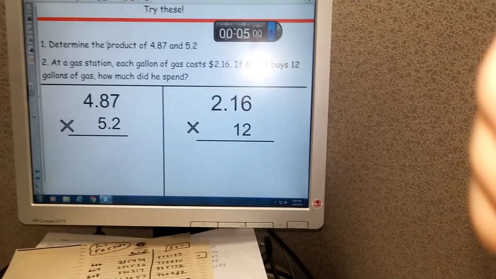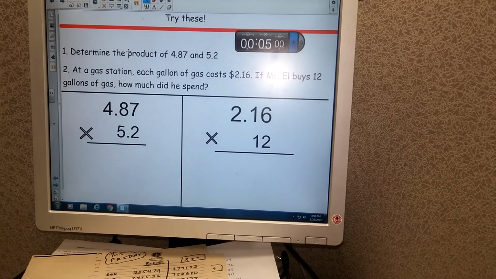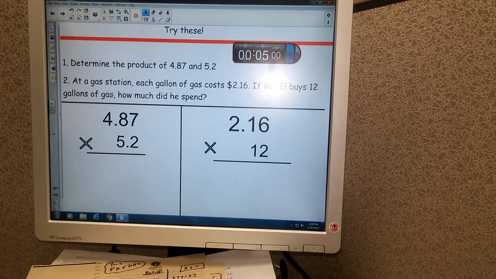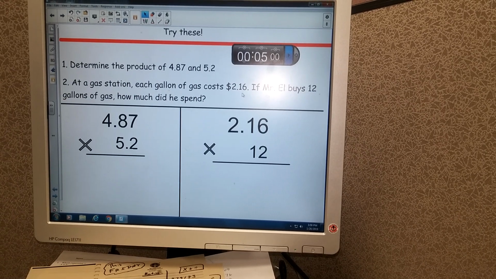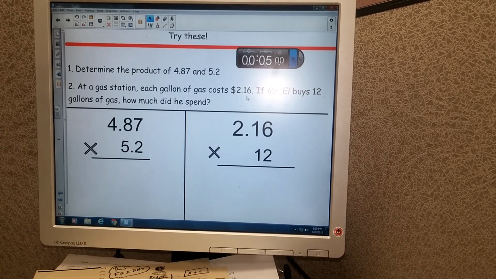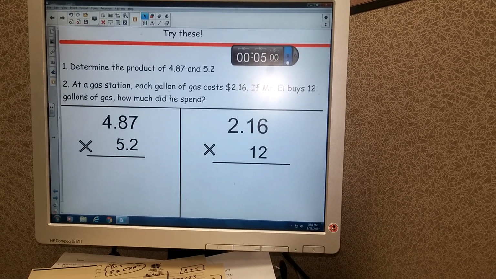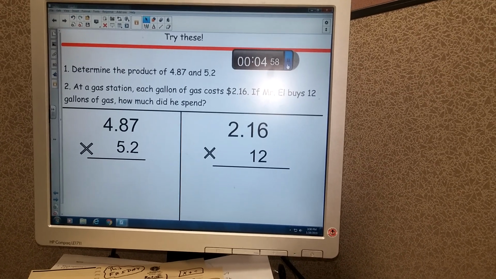Okay, these two. It says determine the product of 4.87 and 5.2. It's set up below, and there's a gas station problem. At a gas station, each gallon of gas costs $2.16. If Mr. L buys 12 gallons of gas, how much did he spend? It should take you about 5 minutes to do these two problems, so pause the tape and work them out now.